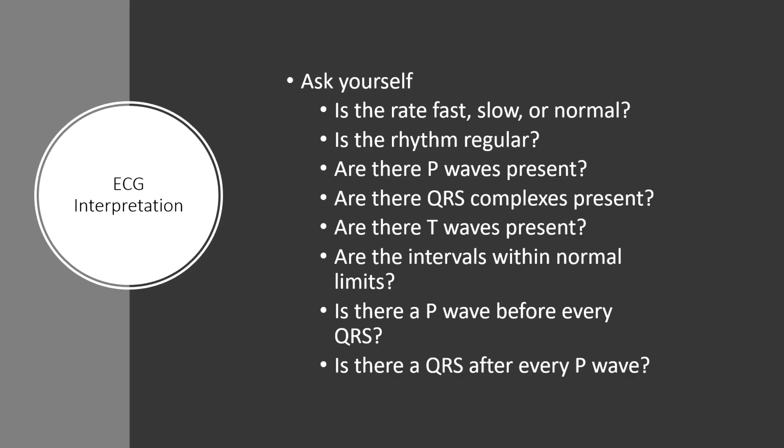We should have a P wave for every QRS, and then we should have that QT interval too. So do we have P waves? Do we have QRS complexes? Are there T waves? Whether the intervals are within normal limits, that's measuring, that will be later on.